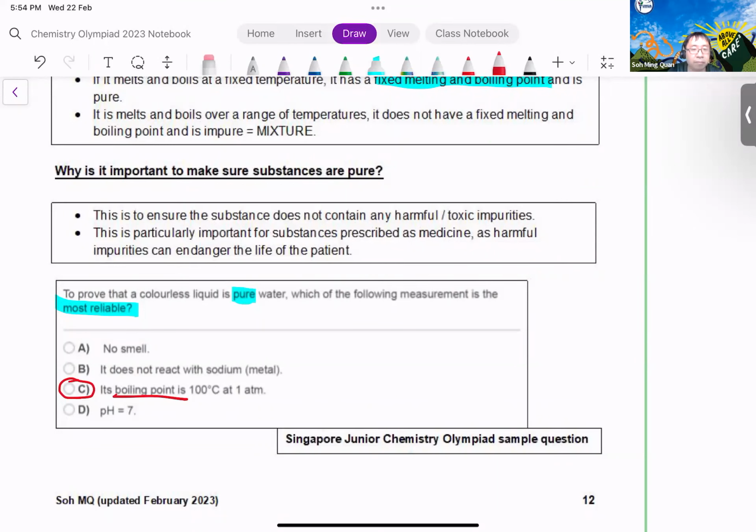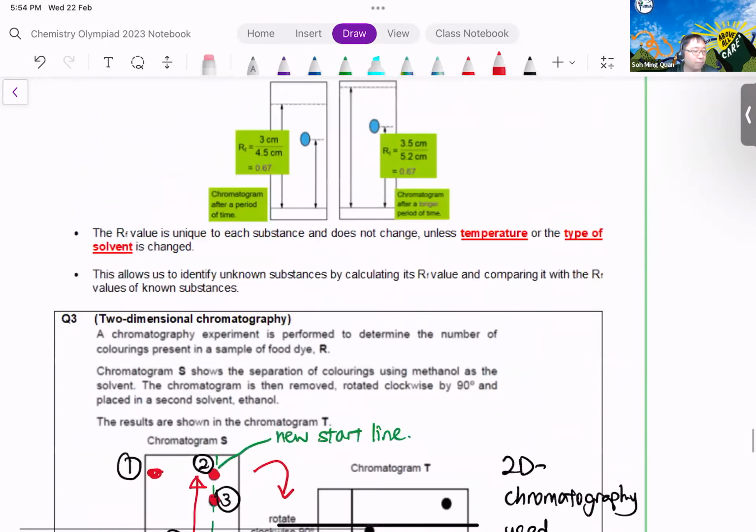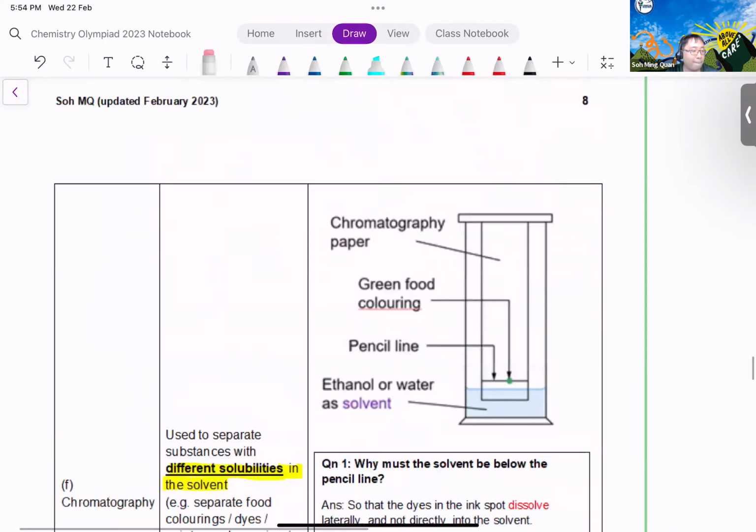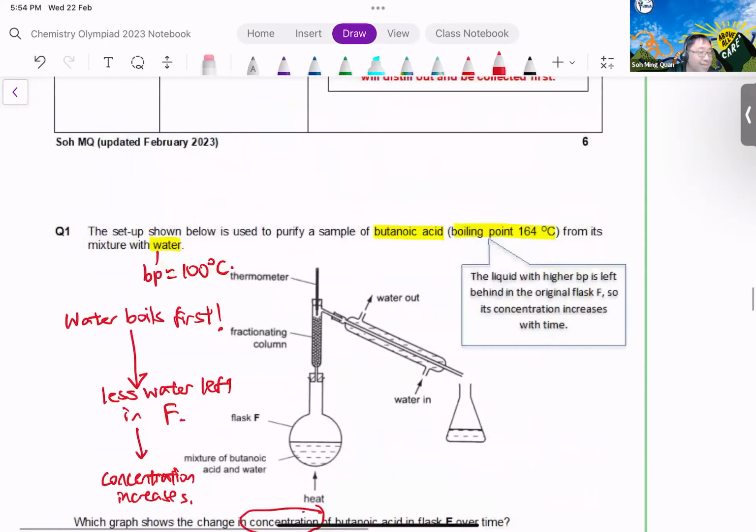All right, so you can see even the SJChO is not so hard, so long as you can handle this. Okay, finally, before we go, I have 5 minutes, right? Last year, they also asked some interesting questions. So for example, we can go back to distillation, to simple distillation. This is on page 6.